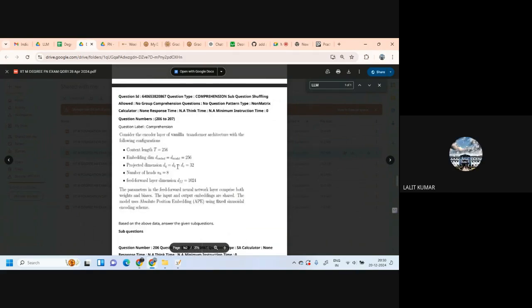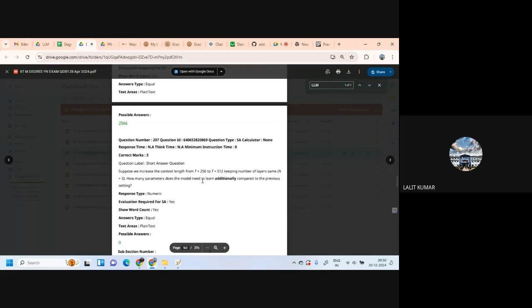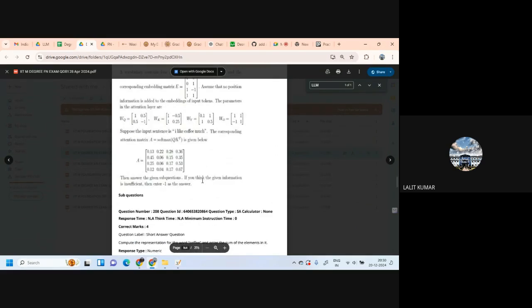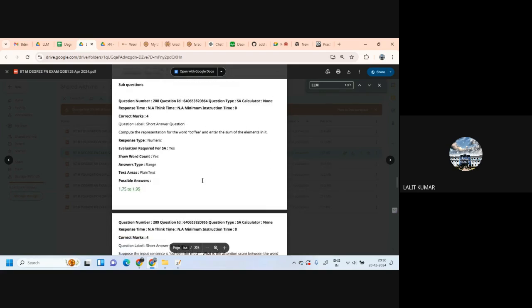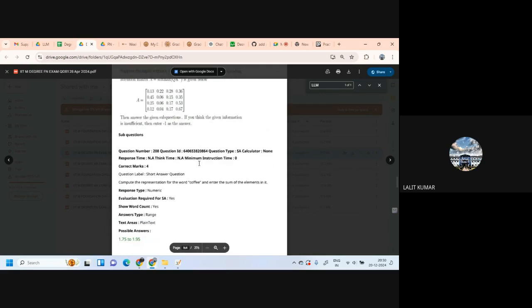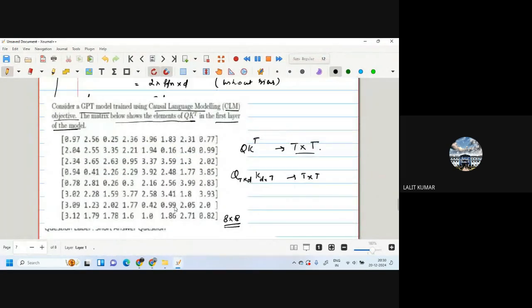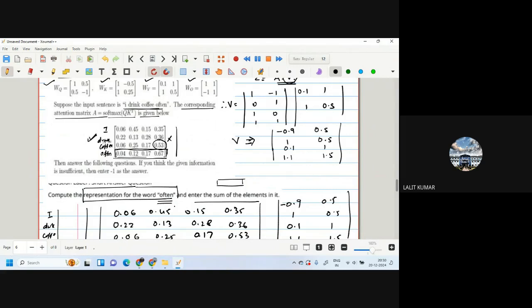This question is same, calculation question. Number of encoder layers same, 2566. Same question. This is also the same question. In this only they have asked for the coffee, so instead of often, they have asked for coffee. So for coffee, what we have to do? Let's go to that question. We will do the multiplication of this row.